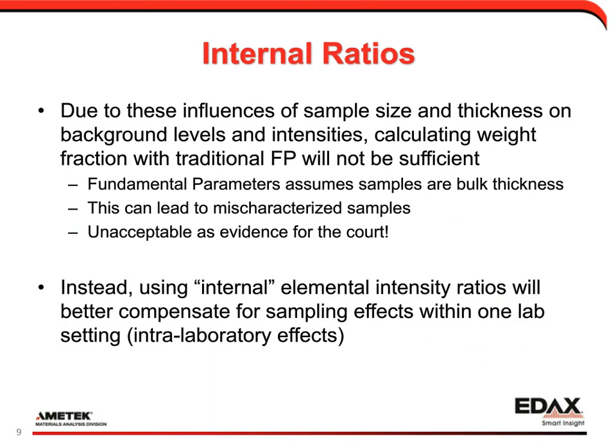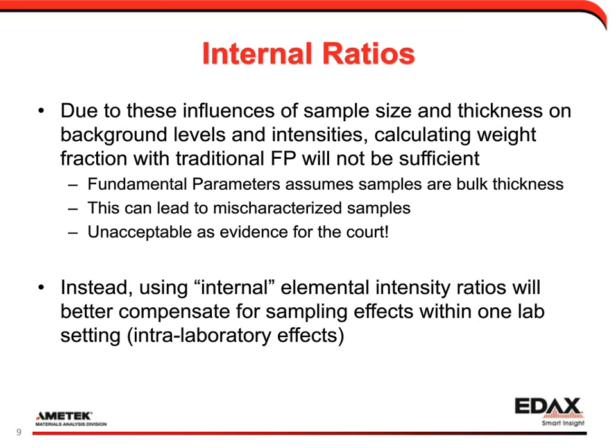So the general approach to characterizing samples which exhibit the influence of sample thickness and size and background noise would be to employ internal ratios, as opposed to the traditional fundamental parameters quantitative routine, which gives you weight fractions. Again, it assumes samples are homogeneous and bulk thickness. So again, we've seen why these samples would not be appropriate for that kind of routine, so we switched to a different method.